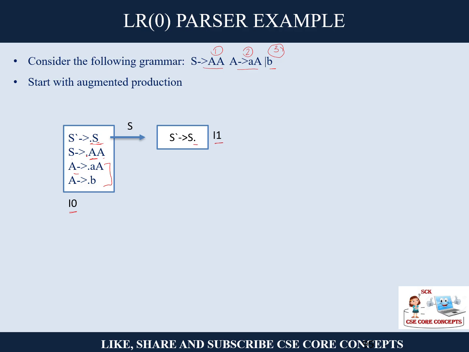Let's see for the second one, that is A. Here S will be A dot A, that is fine. Now after this dot again you have an A, so you have to explore all the rules of A over here. So A is dot AA and dot B. This is your closure I2.